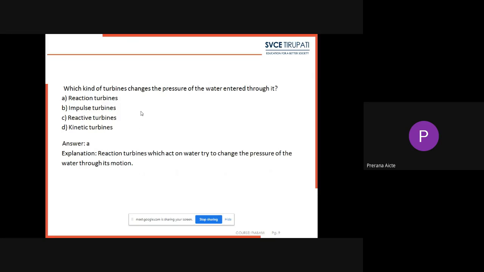Next one, which kind of turbine changes the pressure of the water entering through it? The answer is reaction turbines. The reaction turbines which act on water will change the pressure of the water through its motion. Hence, reaction turbines can change the pressure of water entering through them.